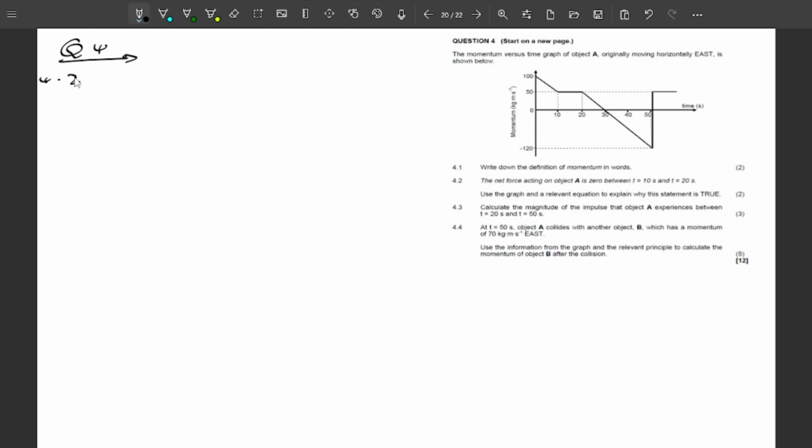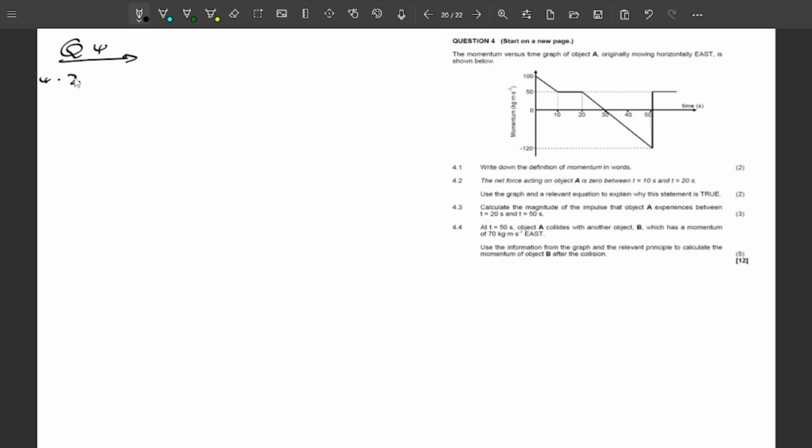So, yeah, the definition of momentum is the product of the mass and velocity of an object. Now let's move to 4.2. It states the net force acting on object A is zero between t equals 10 seconds and t equals 20 seconds. Use the graph and relevant equations to explain why the statement is true. Okay, so now we have to understand what it is that they want from us. They want us to prove that this statement is true, that between t equals 10 seconds and t equals 20 seconds, the momentum is constant, right?